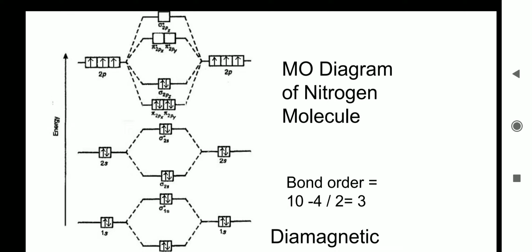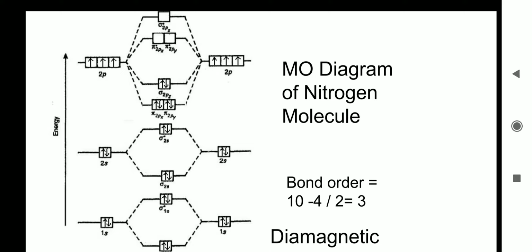So the 15th electron will go into the pi star 2px orbital, isn't it? It will be entered in the lowest unoccupied molecular orbital, that is pi star 2px. What is the lowest unoccupied molecular orbital? The molecular orbital which is vacant and it is lowest in energy.